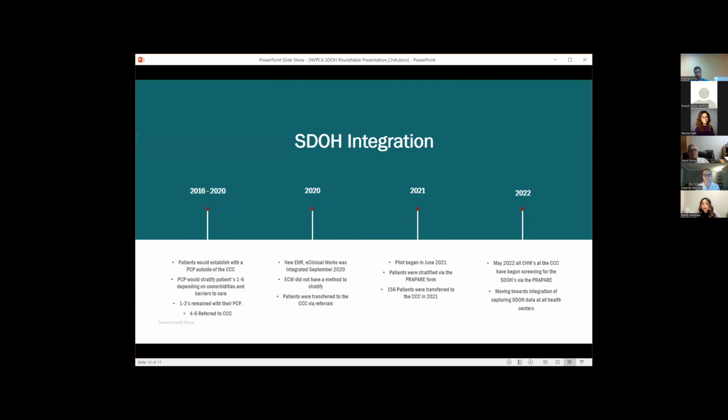So as far as the timeline of the CCC and the social determinants of health integration, in order for patients to establish at the CCC, they have to see a primary care provider outside of the CCC, so at any of our other locations, excluding our mobile medical van. So in the past, when it opened, the PCP would stratify patients from 1 through 6, depending on the comorbidities and the barriers to care that they had. So patients that scored 1 through 3 typically had maybe 1 or less comorbidities and minimal barriers to care.